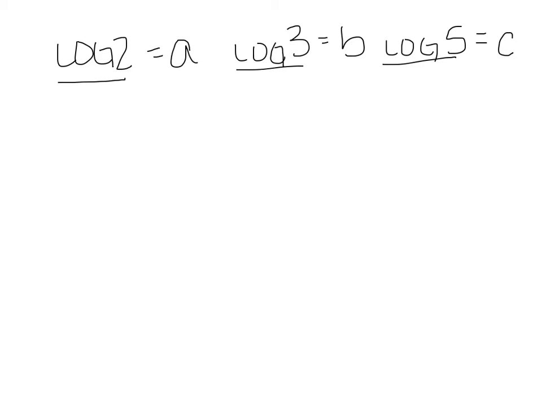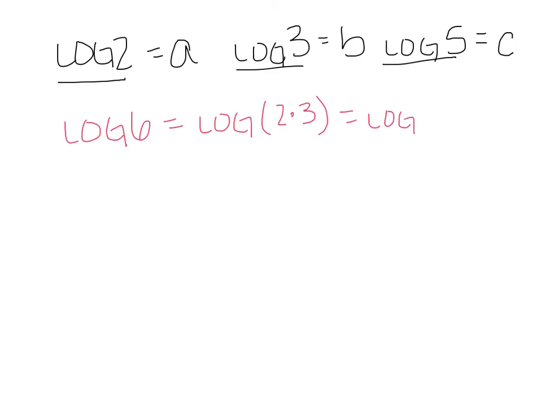Let's say we had the log of 6. I want to know what the log of 6 is in terms of A, B, or C. Well, we don't have the log of 6 up there. However, we can make 6 using some of what we have. The log of 6 is the same as saying the log of 2 times 3, which is the same as saying the log of 2 plus the log of 3. And we know what those two things are in terms of A and B and C. This is A plus B.